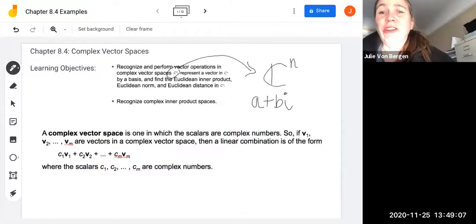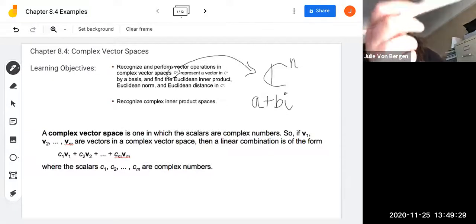So let's start with the definition of what is a complex vector space. A complex vector space is one in which the scalars are complex numbers. So if V1 through Vm are vectors in a complex vector space, then a linear combination is of the form c1v1 plus c2v2 through adding cmvm.